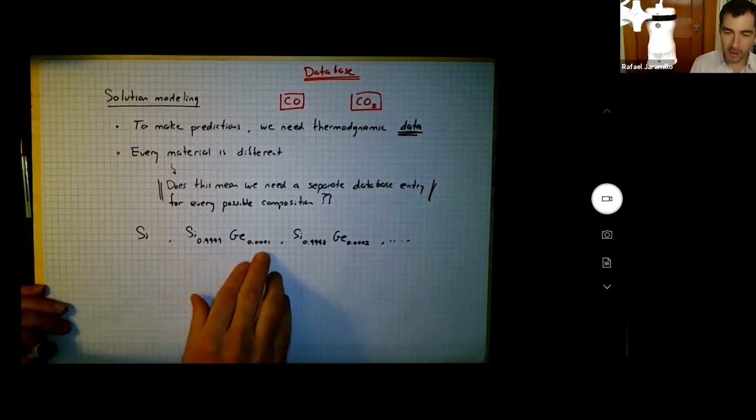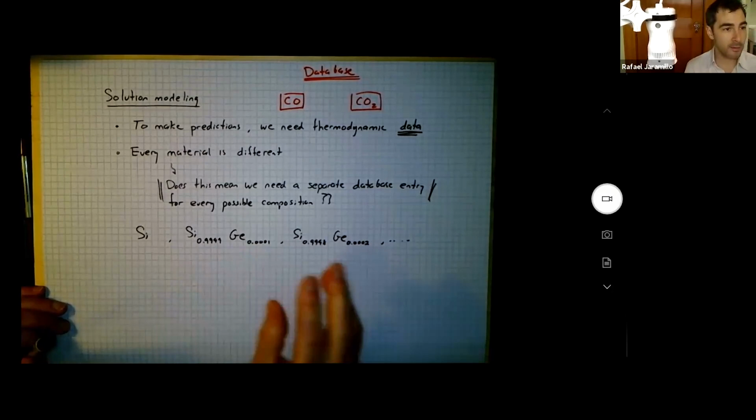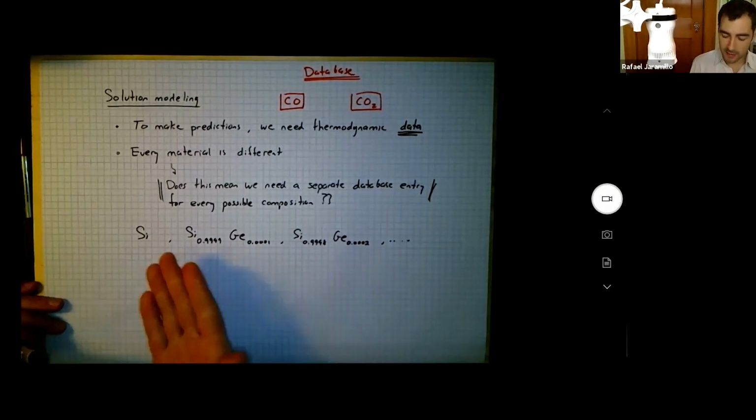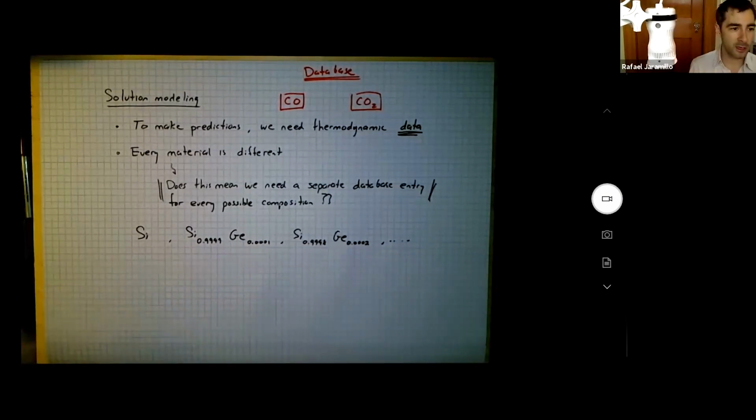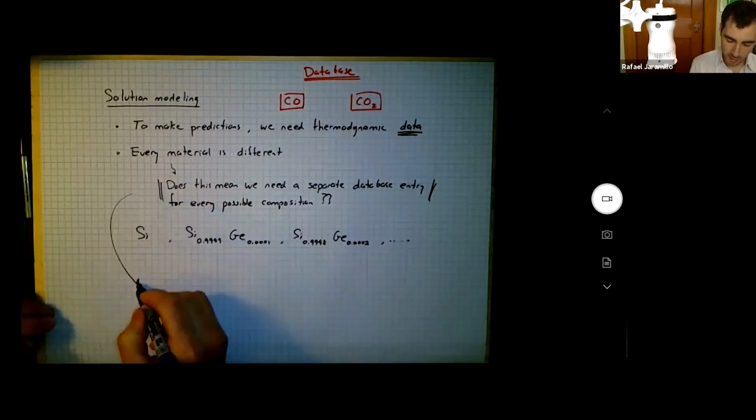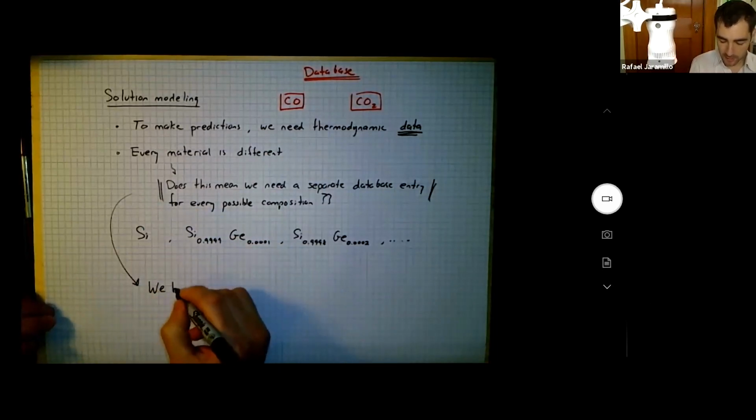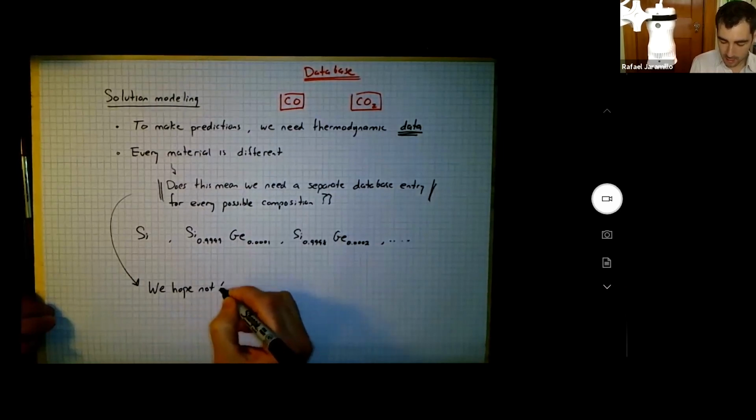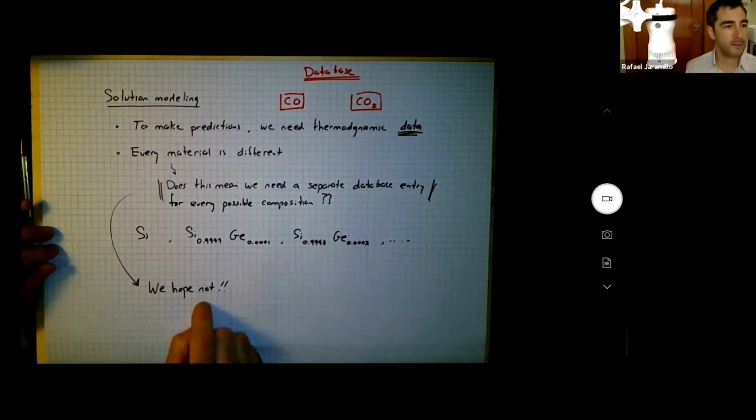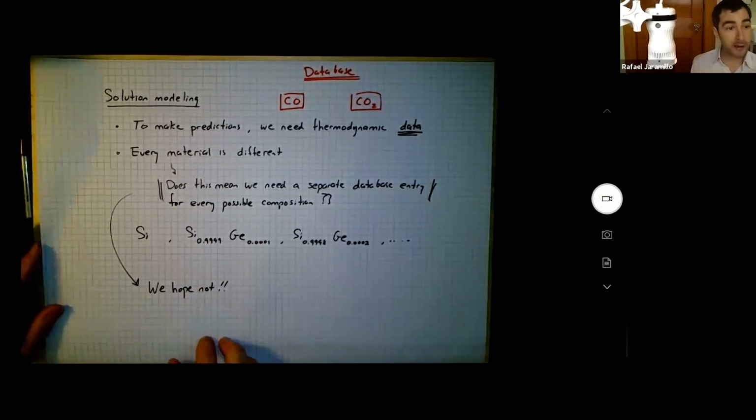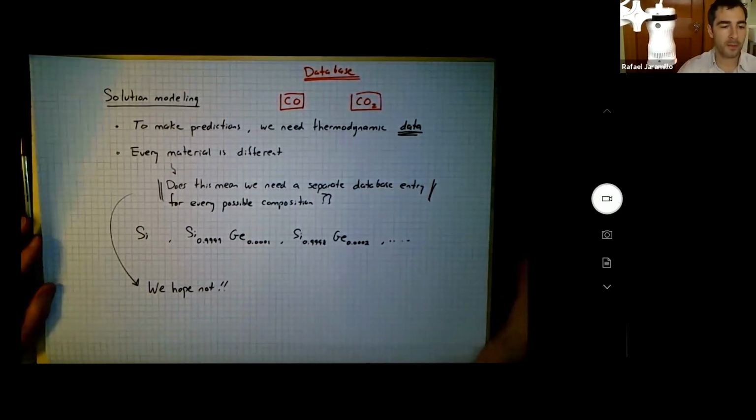And I'm just putting a 1 at, you know, the 4th decimal point. I could put it at the 10th decimal point. The question is, do I need a separate database entry for each and every one of these compositions? For every possible composition, no matter how minutely I change it? Do I need a separate database entry as I do for molecular systems? Right? We hope not. We hope not. So we postulate not, right? Postulate that we don't. We're not guaranteed it's going to work, but we do the following.